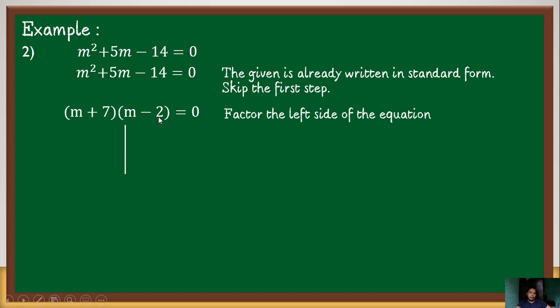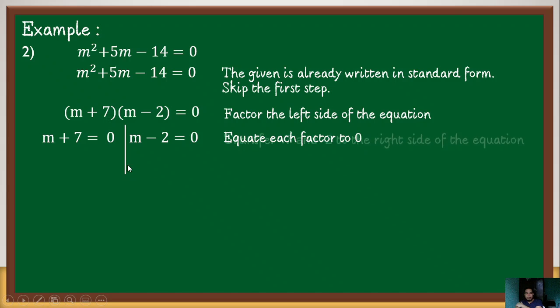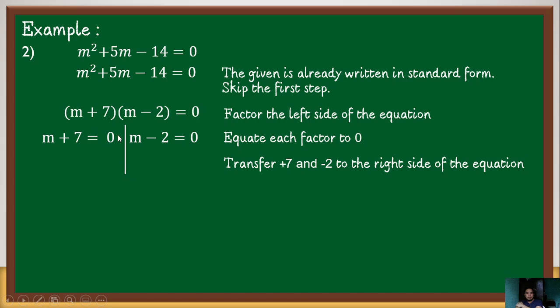So there we have negative 2 and positive 7. Then the factors of m squared are m and m. Okay? Then now let's go to step 3, wherein we're going to equate each factor to 0. So we have m plus 7 equals 0 and m minus 2 equals 0. Then solve the value of m by transferring positive 7 to the other side and negative 2 to the other side of the equation. So m plus 7 equals 0 will become m equals negative 7. Okay? Then m minus 2 equals 0 will become m equals positive 2.